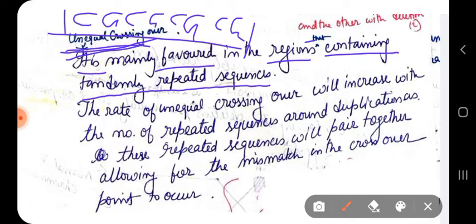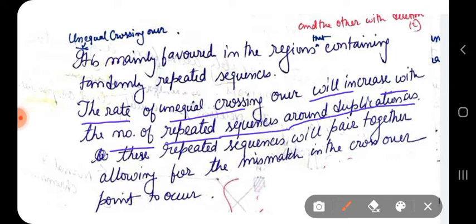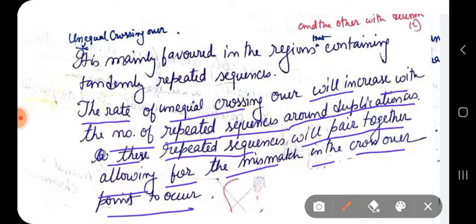And the rate of unequal crossing over will increase with the number of repeated sequences around the duplications, as these repeated sequences will pair together, allowing for the mismatch in crossover point to occur. So it is saying that the rate of unequal crossing over will increase with the number of repeated sequences.